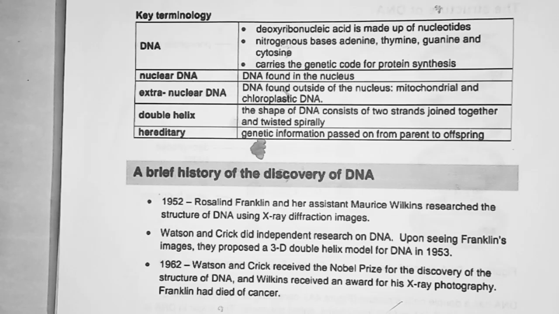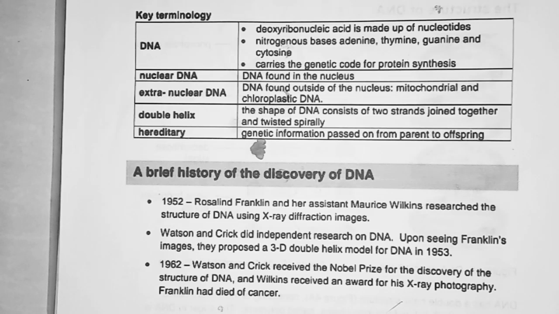Hereditary: genetic information passed on from parent to offspring. Offspring is like a child or a baby. So genetic information is passed on from parent to child in the form of genes.